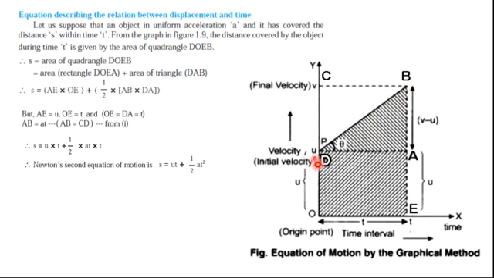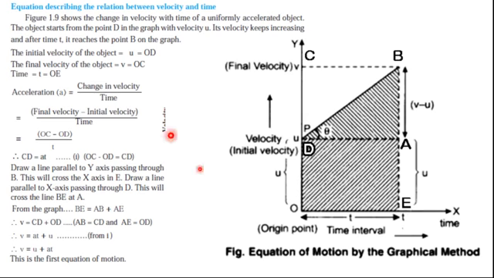So this is the object, this is the initial velocity u, this is the final velocity v, u and v. It takes some time, so this is the time interval, and this is the displacement. So you will better understand this concept.